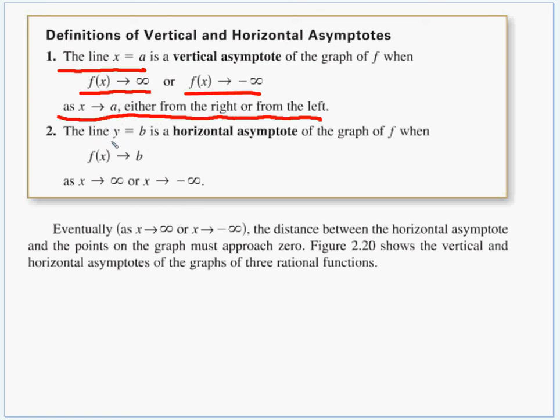Now here's a different line. y equals b is a horizontal asymptote of the graph when our function f of x, the outputs, approach that b number as we send x way off to infinity or maybe off to negative infinity. Eventually, as x heads to positive or negative infinity, the distance between the horizontal asymptote and the points of the graph must approach zero. Figure 220 shows the vertical and horizontal asymptotes of the graphs of three rational functions.